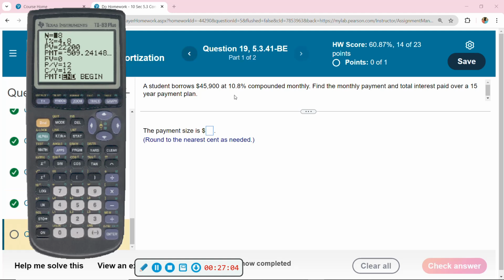Okay, so it's a $45,900 loan, 15 years. So N is going to be 15 times 12. That means making 180 payments. 10.8 is the interest rate. The amount of the loan is $45,900. Find the monthly payment. Let's see, these are monthly. Future value 0. Monthly payment, I'm going to calculate it.